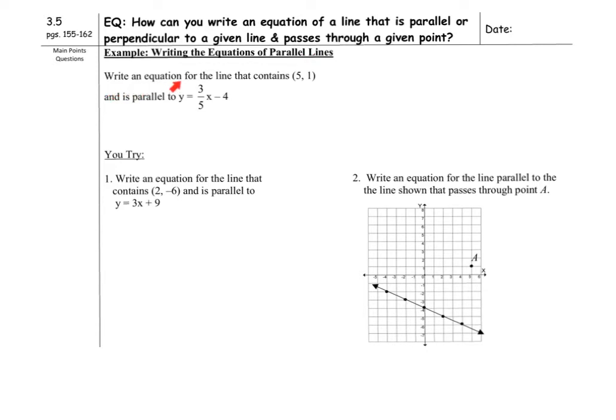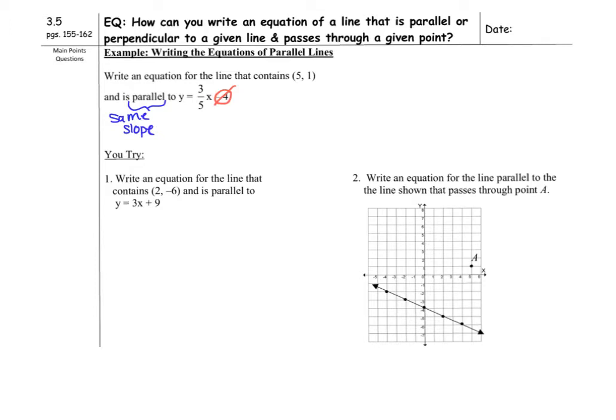So we want to write an equation for the line that contains the point (5, 1) and is parallel to y = 3/5 x - 4. So parallel lines, if you remember, will have the same slope. So if you look at your equation, y = 3/5 x - 4, which one of these represents the slope? The 3/5 is my slope. So I'm not even going to be looking at the y-intercept. I'm just going to cross it off because I don't even need that.